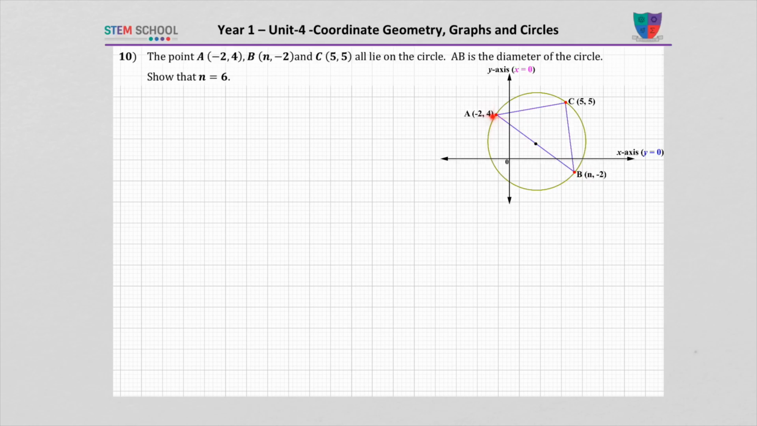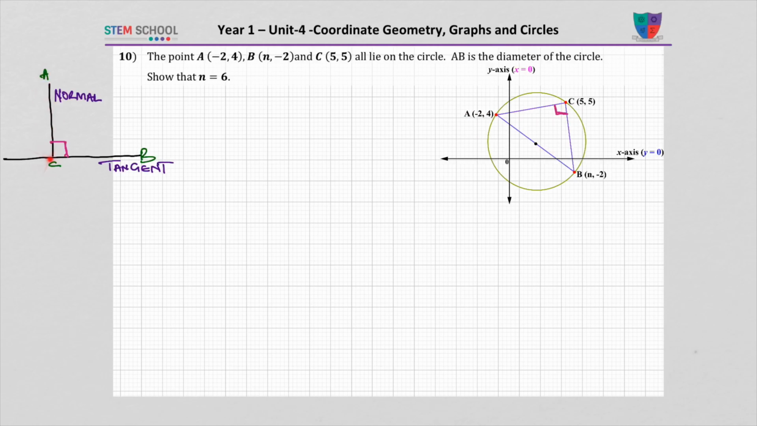the line segments from the two ends of the diameter to any part of the circumference make a right angle. So this angle here is a right angle. That means 90 degrees. AC is perpendicular to BC.